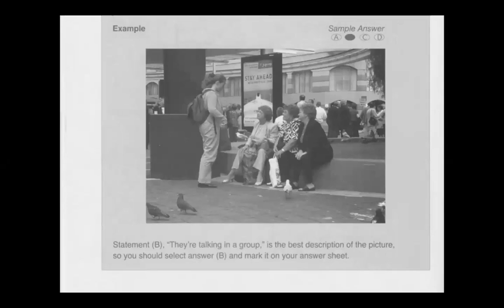A. They're working on the road. B. They're talking in a group. C. They're standing on the street. D. They're all wearing glasses. Statement B, They're talking in a group, is the best description of the picture. So you should select answer B and mark it on your answer sheet. Now, part 1 will begin.